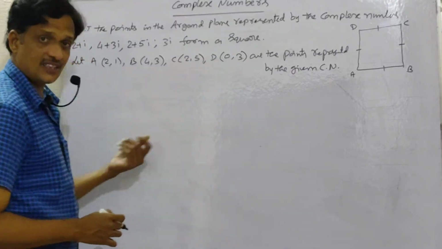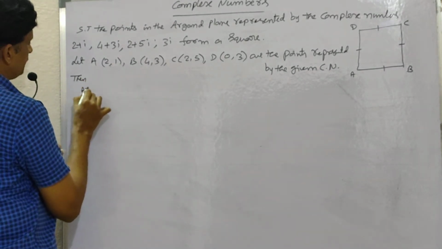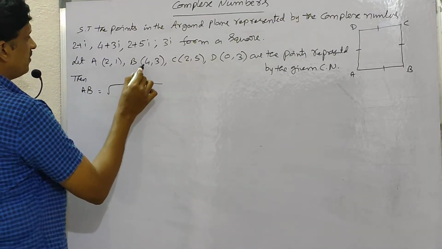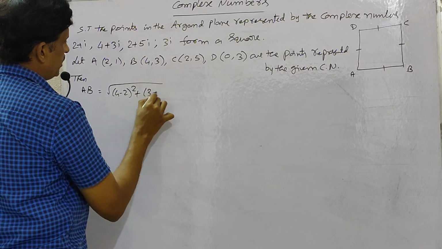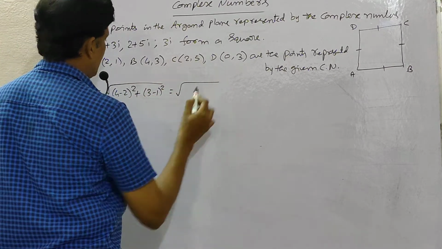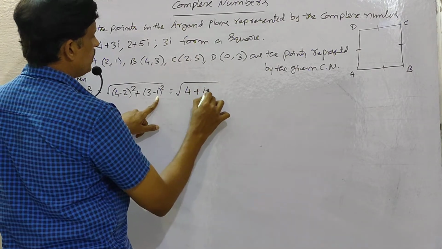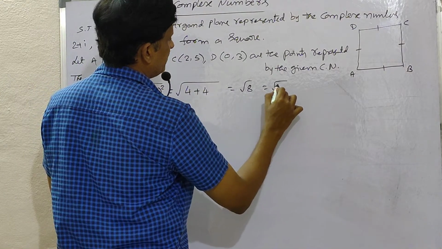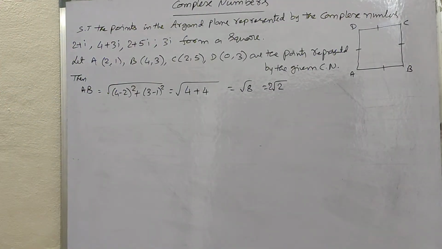And now, whether the lengths of the sides, means distances, similar to the last one. Then AB, means length of AB, that is square root of x2 minus x1 whole square plus y2 minus y1 whole square. That is 4 minus 2, 2 square is 4, plus 3 minus 1, 2 square is 4. So you are getting root 8. Root 8 means 4 into 2, you can write here that is 2 root 2. Otherwise you can leave root 8, no problem. So that is the length of the first side.